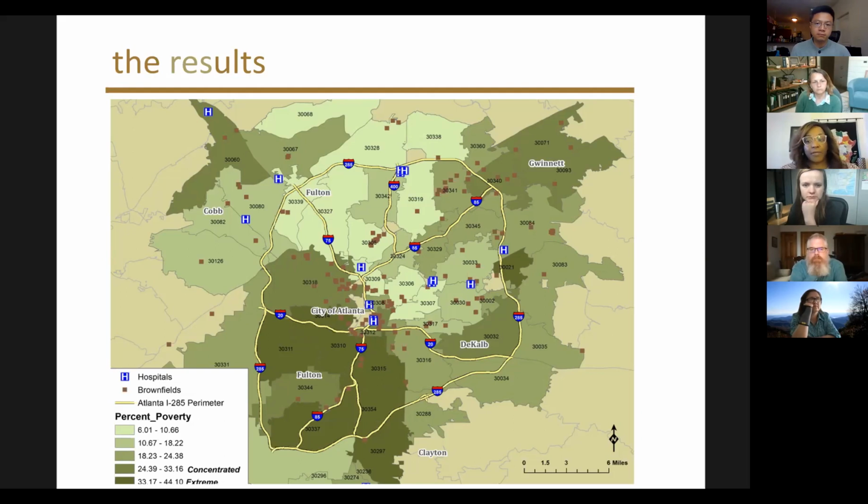If you notice, the hospitals are on the north side of town, where the most wealth or the least amount of poverty are located. I want you to keep that in mind for the additional maps that we're going to look at.